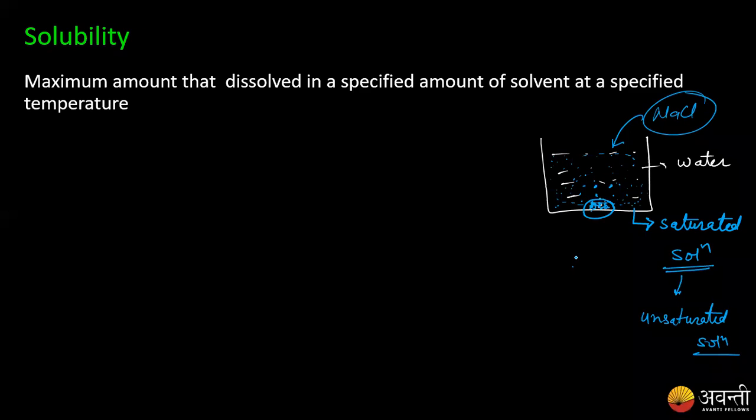The point where the salt stops dissolving is called the saturation point. The solution at that point is called a saturated solution, and the amount dissolved is called the solubility.